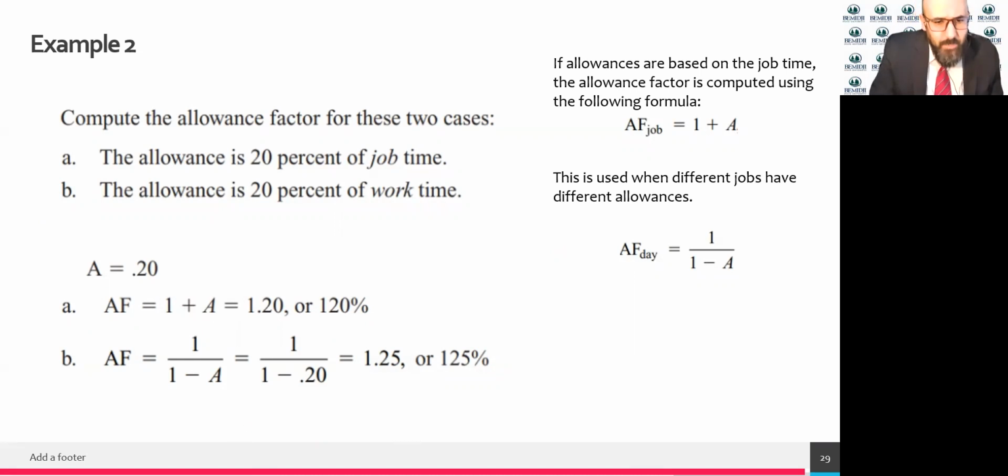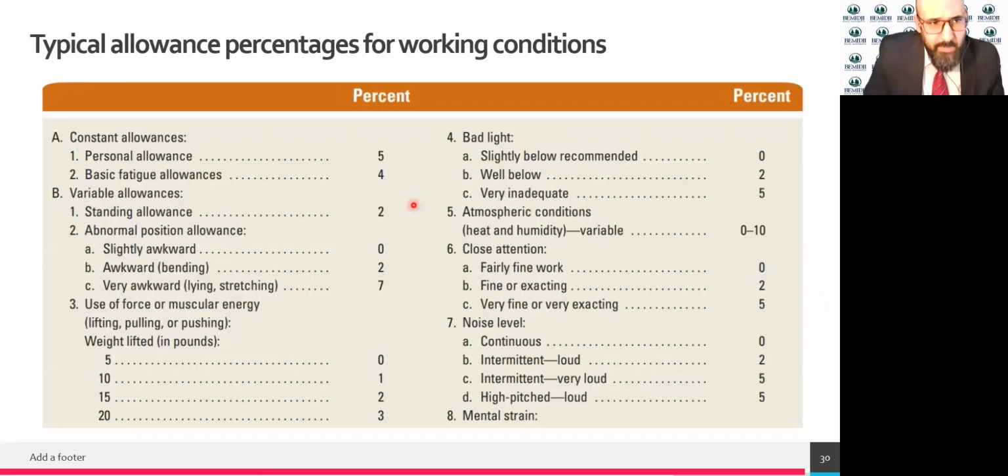These allowances are also published online, and there is a table in the textbook where I took this table from, which will tell you what percentages are acceptable. So for example, personal allowance would be 5%, basic fatigue would be 4%, and variable allowances would include 2%. What else? Use of force or muscular energy, that would be based on the pounds. 5 pounds would be 0 allowance, 10 pounds would be 1%, 15, and it goes on and on. Bad lighting, if it's very inadequate, that would be 5%, etc. So there are allowance tables published online and in textbooks such as the textbook that you're using.